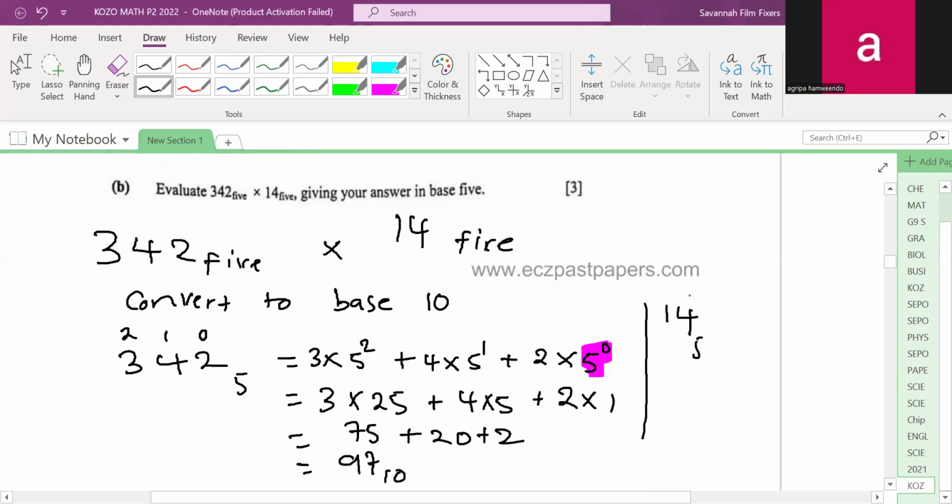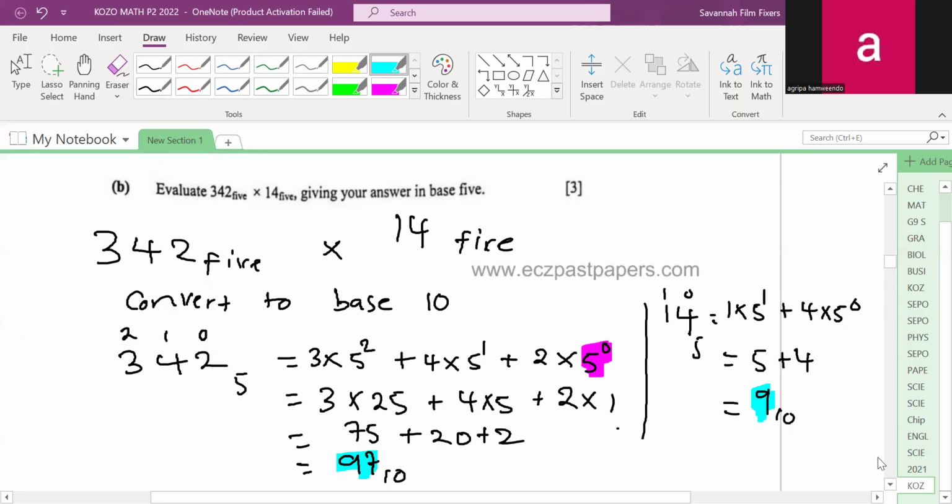So for 14, again, this will be power 0, this will be power 1. So this will be 1 times 5 to the power 1 plus 4 times 5 to the power 0. So it will be 5 plus 4, which will be 9 base 10. Now that they are both in base 10, it will be easier for us to multiply 97 with 9 and then convert it back to base 5.